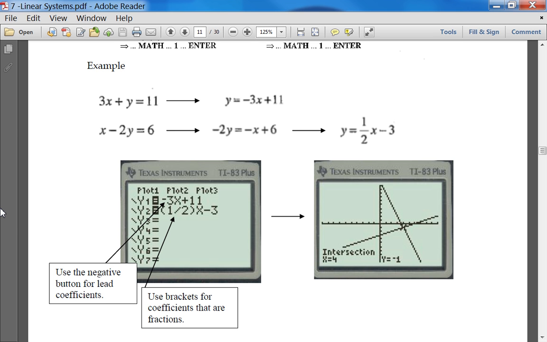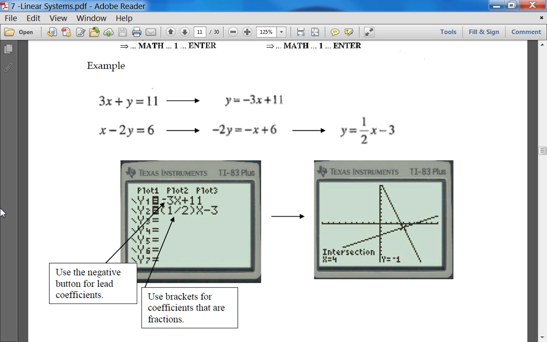And then how would you type in the fraction 1/2 in front of the x? Well, you put it in a bracket here. And then how do you find the x button? The x button is right up here next to alpha and mode. So that's the x button.